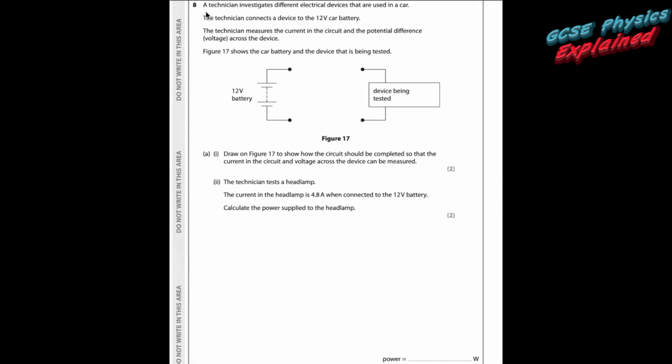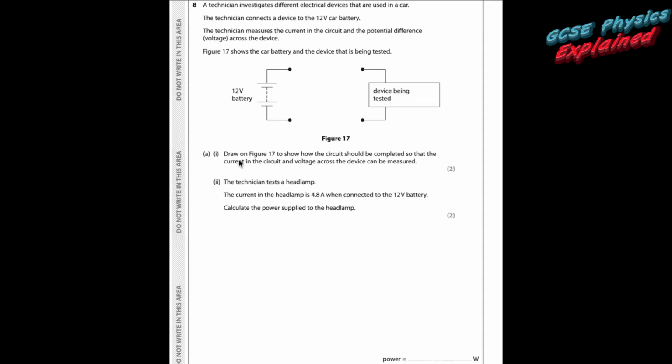Question 8. A technician investigates different electrical devices that are used in a car. The technician connects a device to the 12-volt car battery. The technician measures the current in the circuit and the potential difference, which is the voltage, across the device. Figure 17 shows the car battery and the device that is being tested.